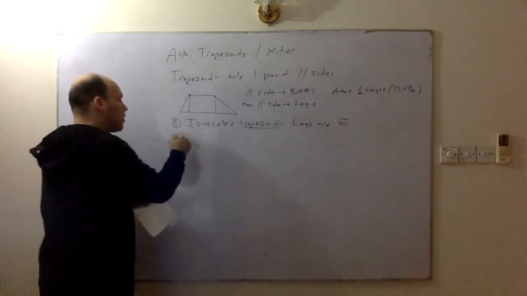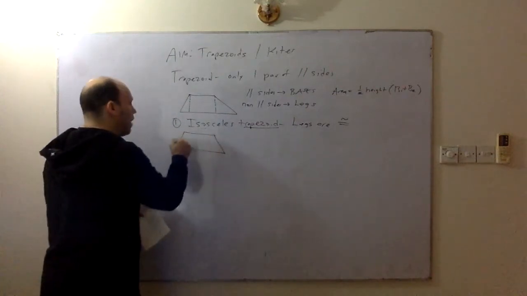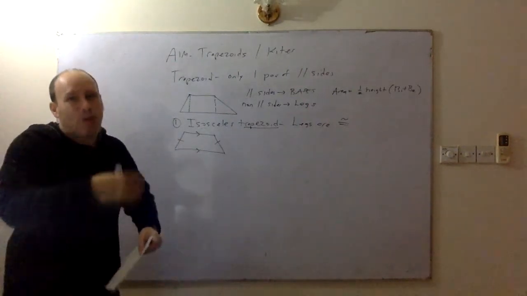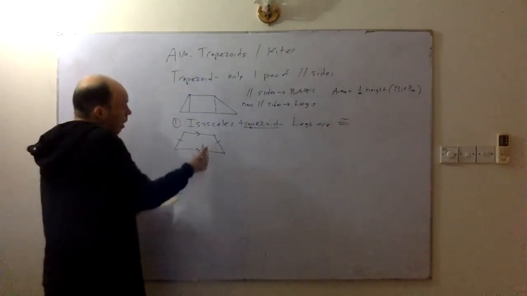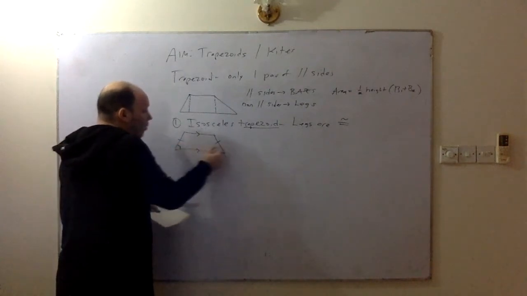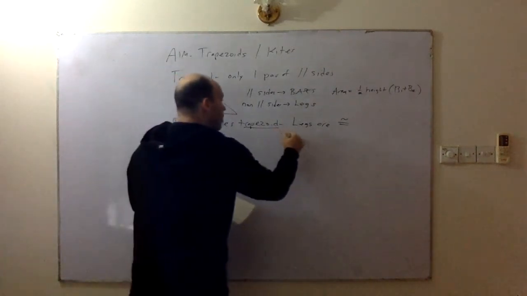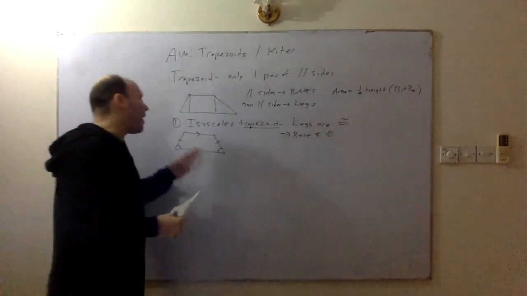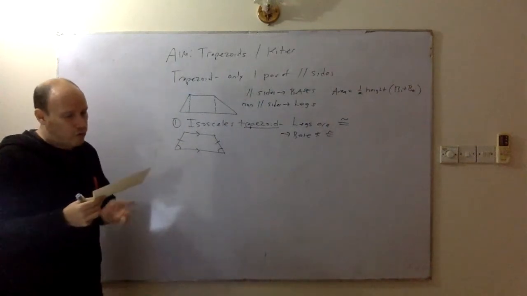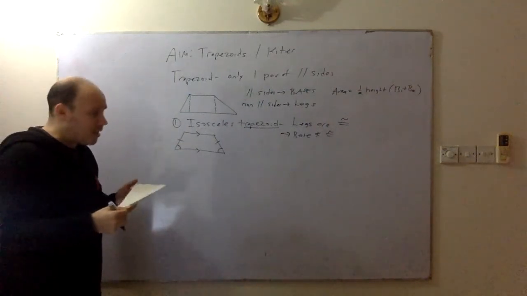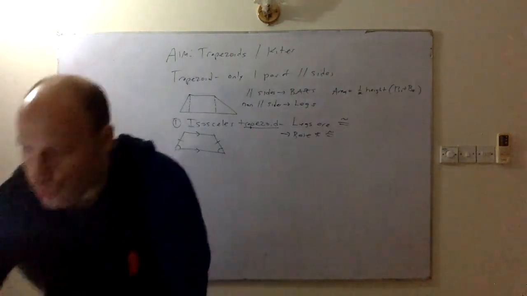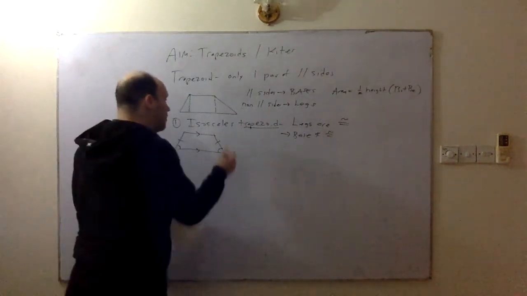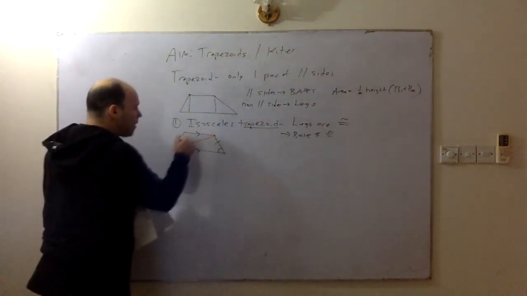It looks something like this. The legs are congruent. What else can we conclude? You might say the base angles are congruent, just like an isosceles triangle. It all follows through. The other interesting thing we can prove, let me get another colored pen, is that in an isosceles trapezoid the diagonals are congruent.